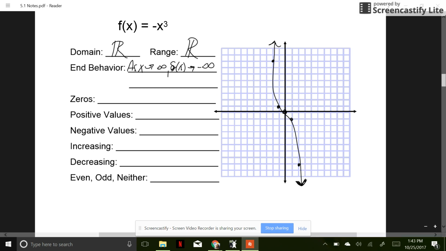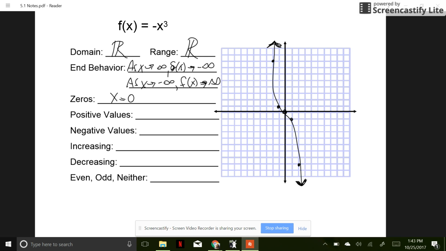We also look as x goes to -infinity. So now we're looking on the left side of our graph. What are the y values doing? Well, as we look to the left of our graph, this time the y values are going up to positive infinity. Zeros, we're still happening at x equals 0. That's the only time we're touching the x-axis.